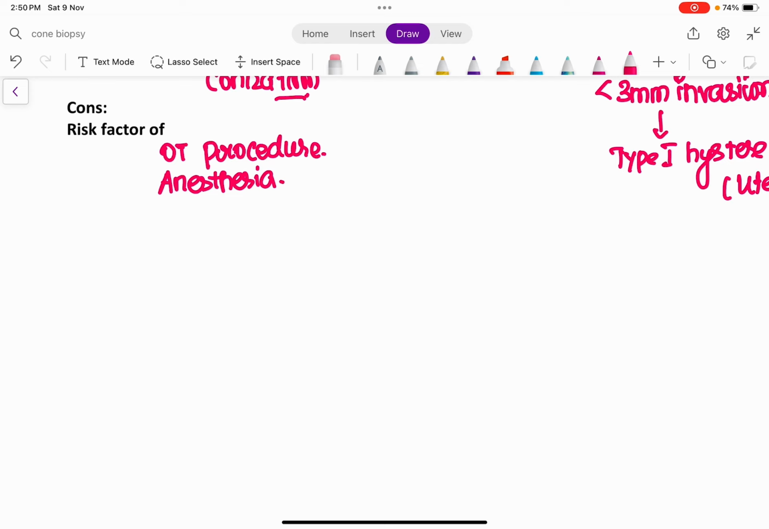Why? Since you're going to remove a cone specimen of tissue from the ecto, endo and the transformation zone, the patient is going to have much pain. So for that reason, and for proper relaxation of the muscles, you have to give anesthesia, and therefore after the procedure the patient has to be with us for around 24 hours. So admission is also needed for the patient. So it is not cost effective also, right? Because the procedure is only a 15 minutes procedure, but the patient requires OT, anesthesia and admission, so it is not so cost effective.